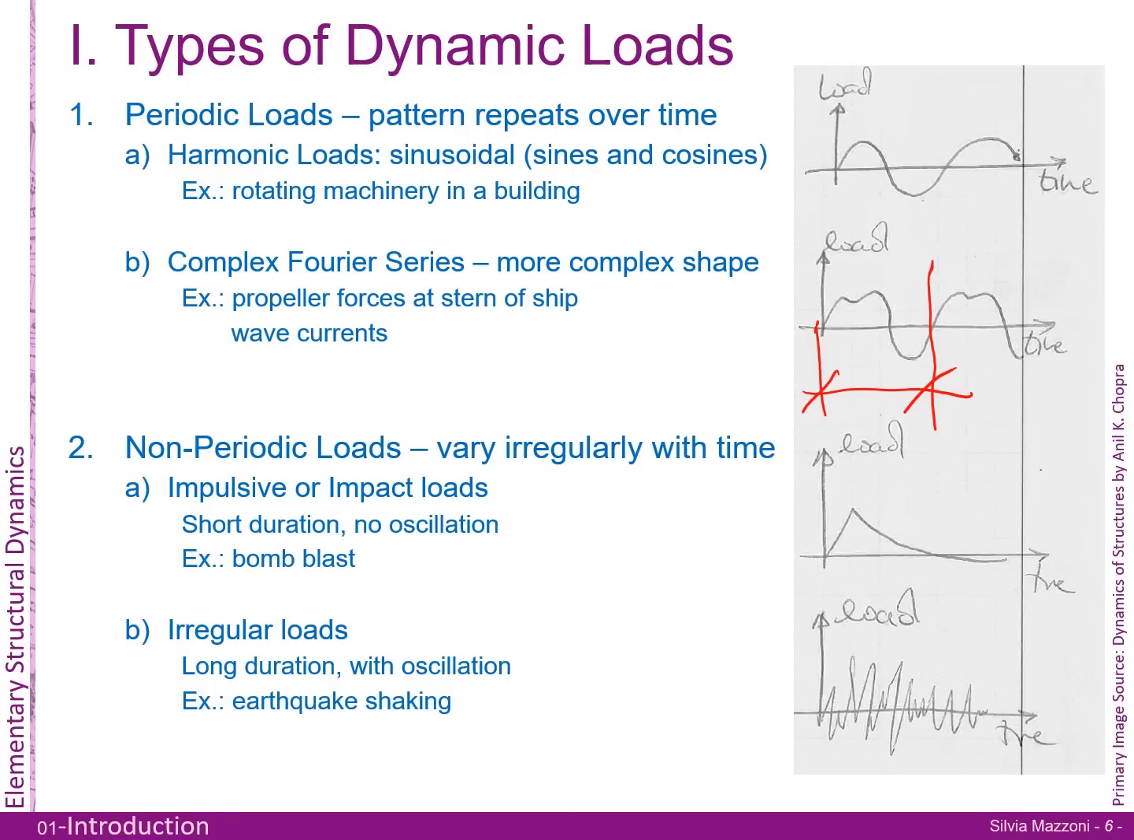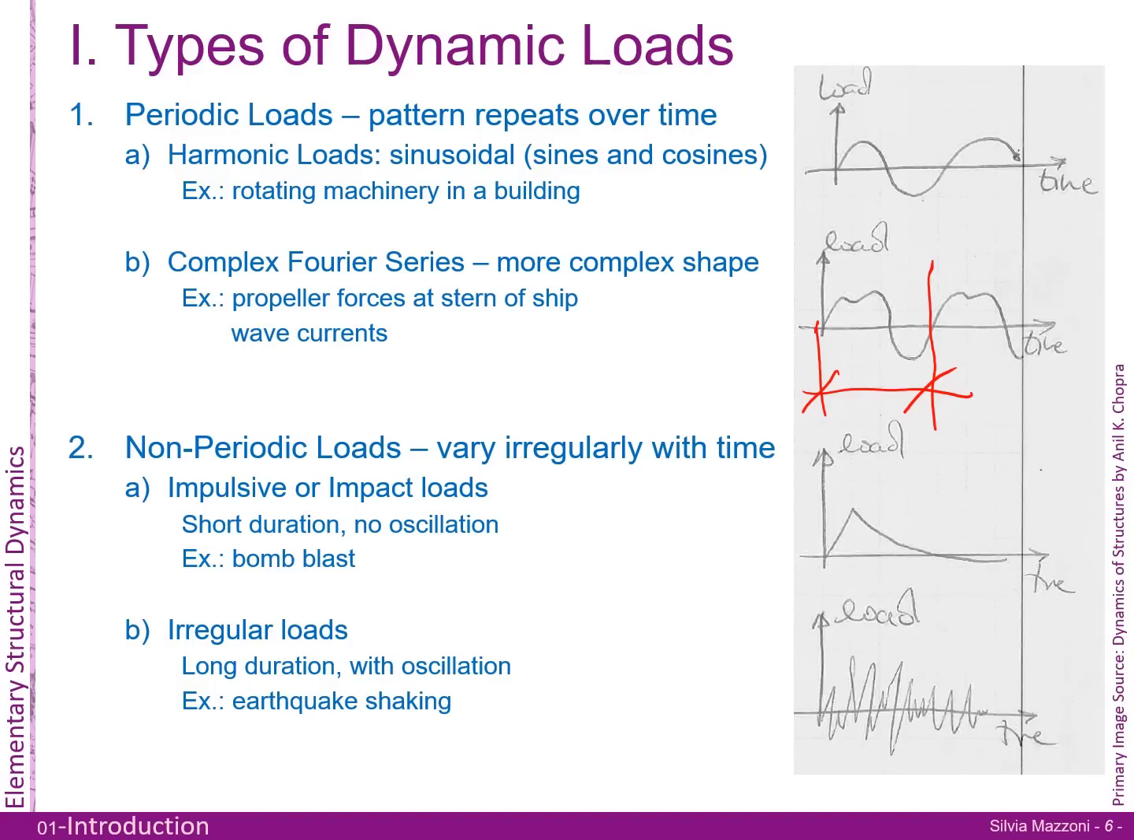The other type of loading is non-periodic loads. So they vary irregularly with time, which is pretty much everything else. And within that, we've got two types of non-periodic loads. One are impulsive or impact loads. They're short duration. There's pretty much no oscillation. For example, a bomb blast or just an impact load, a truck crashing into your building or into another structure.